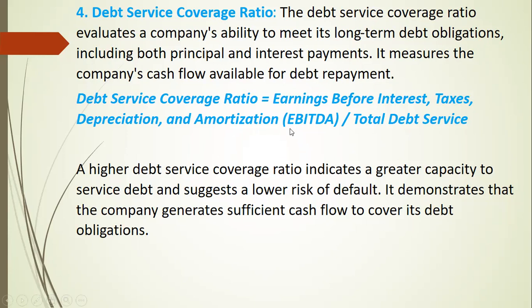So here under debt obligation, it will be principal. Remember the other one, the interest coverage ratio is just on the interest, isn't it? Here it will be the principal plus interest payments, isn't it? And also it's the same thing as the interest coverage ratio.